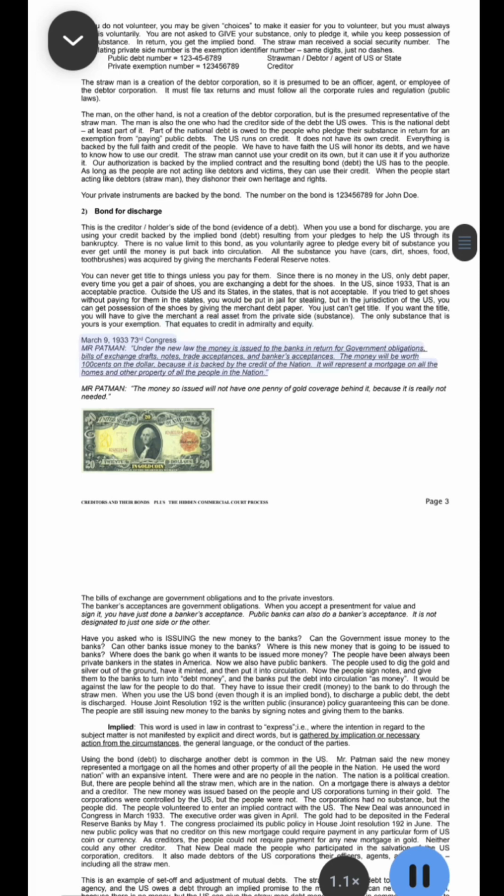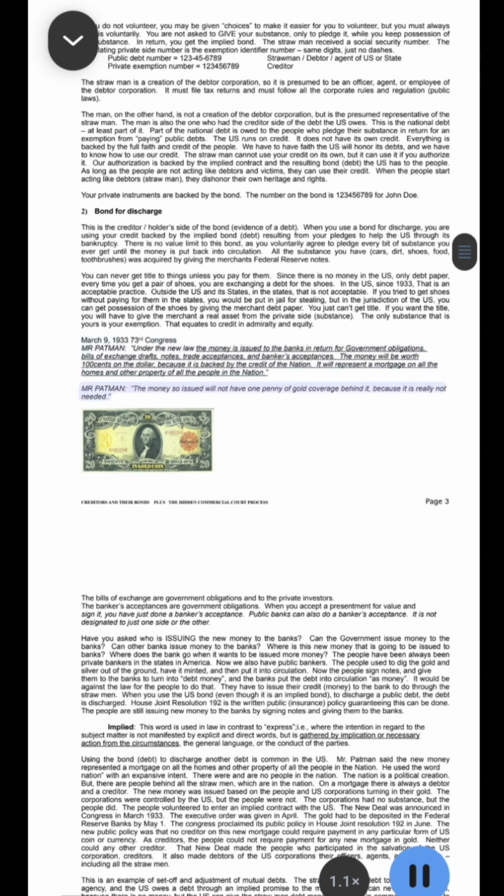March 9, 1933, 73rd Congress. Mr. Patman: Under the new law, the money is issued to the banks in return for government obligations, bills of exchange, drafts, notes, trade acceptances, and bankers' acceptances. The money will be worth 100 cents on the dollar, because it is backed by the credit of the nation. It will represent a mortgage on all the homes and other property of all the people in the nation.